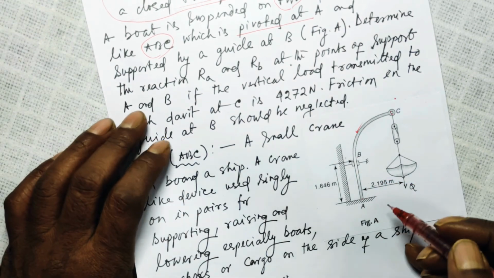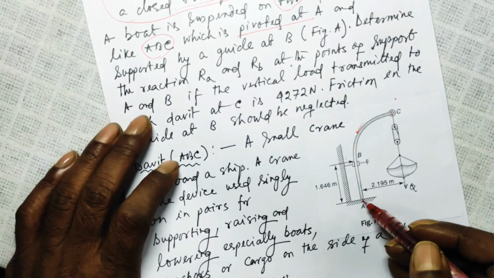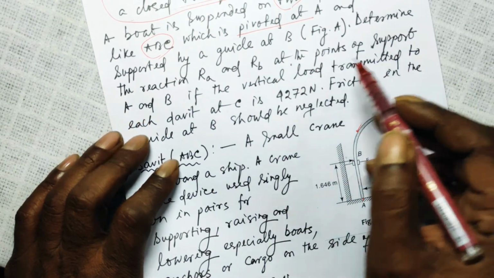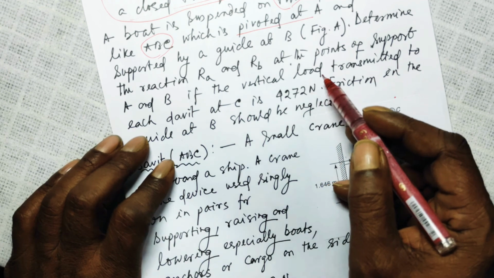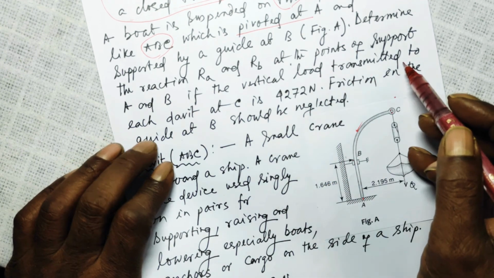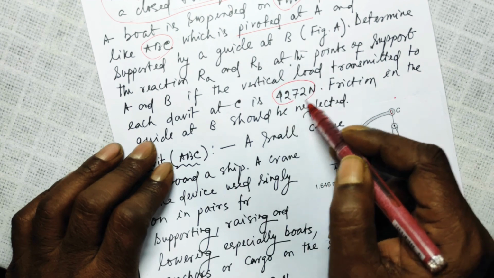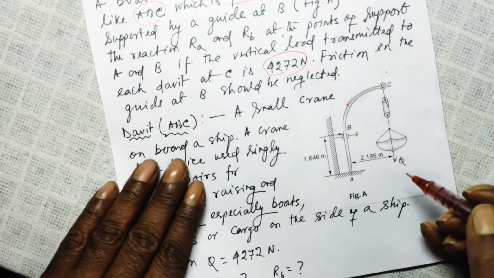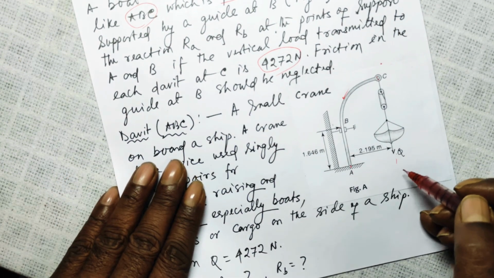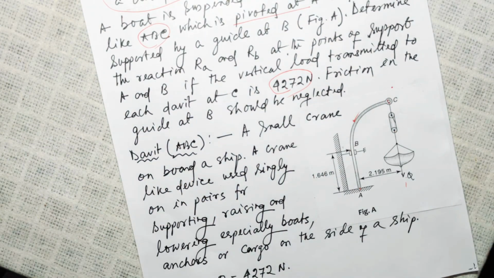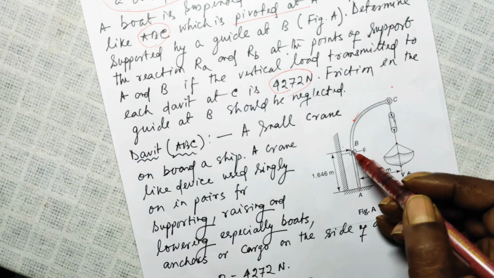Determine the reaction RA. What is the reaction force here? Reaction here at the points of support A and B, if the vertical load transmitted to each davit at C is 4272 Newton. Means its weight Q is vertically downward, that is equal to 4272 Newton. Friction in the guide at B should be neglected. There is no friction here.